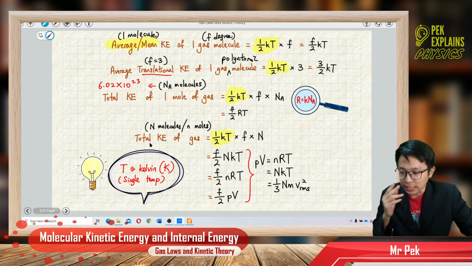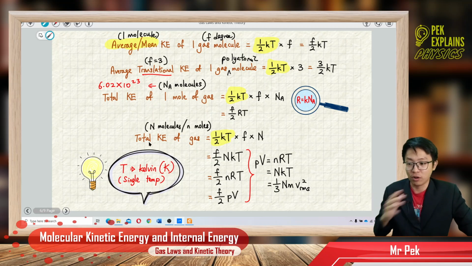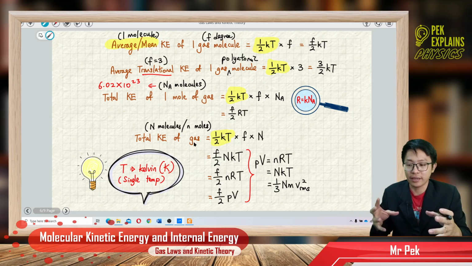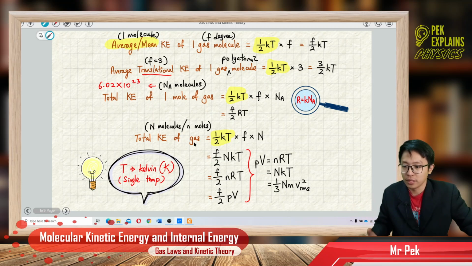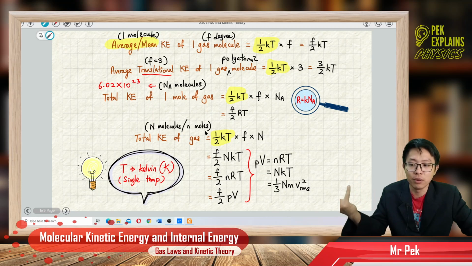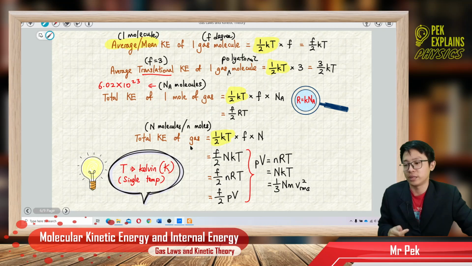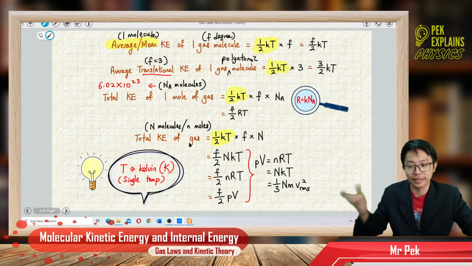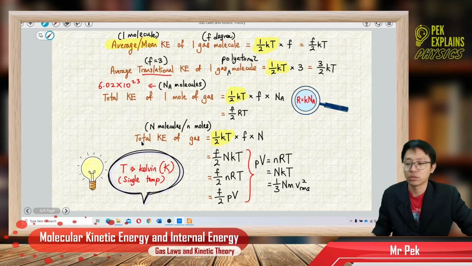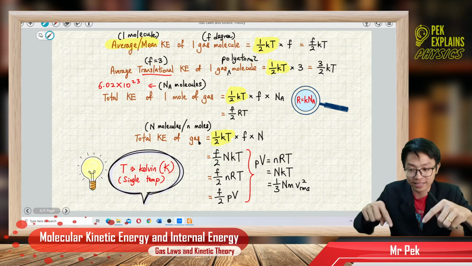Now, what if the question asks for the total kinetic energy of a gas? We know that gas has many molecules. We don't know how many moles of gas, we don't know the total number of molecules. We can just say that this gas has N molecules, where N is the total number of molecules in the gas. Or maybe the gas has n moles of gas. So how to find the total kinetic energy for this gas?